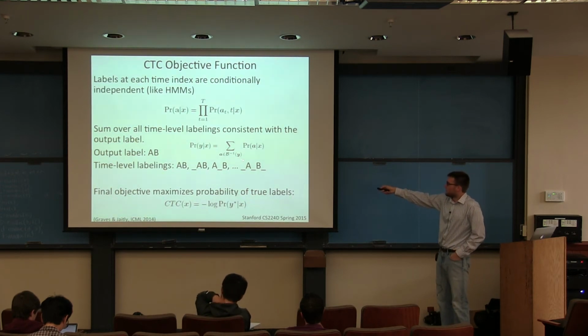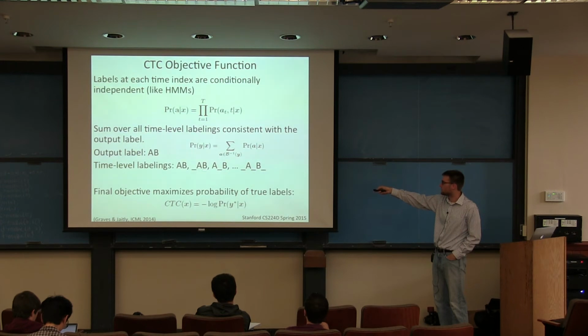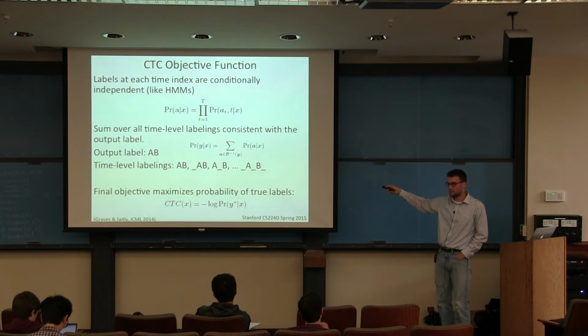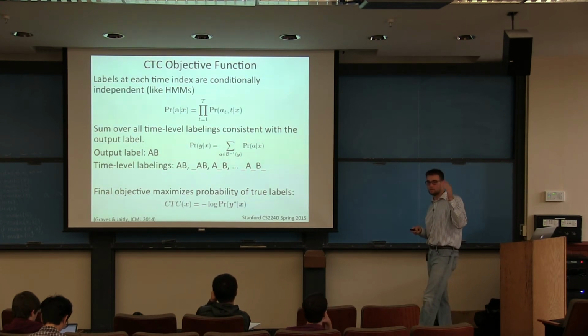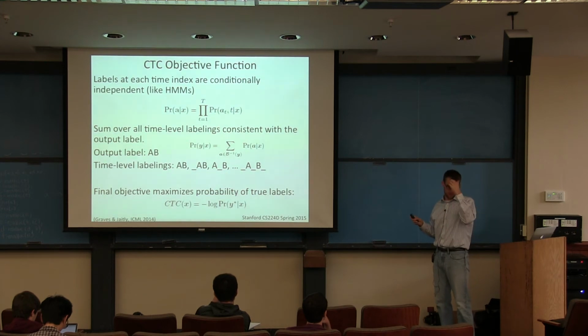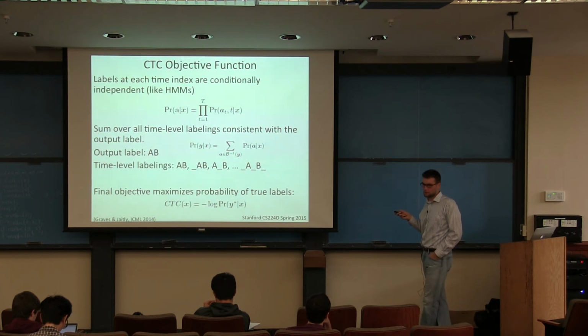And so the probability of the final transcription is the sum over all possible consistent time level labelings, and the probability of a given time level labeling is just the product of all frames in that labeling. I'm assuming that my output at each point in time is independent given the model and the entire utterance features, and then I'm just summing over these things. And I can compute this sum exactly using dynamic programming.